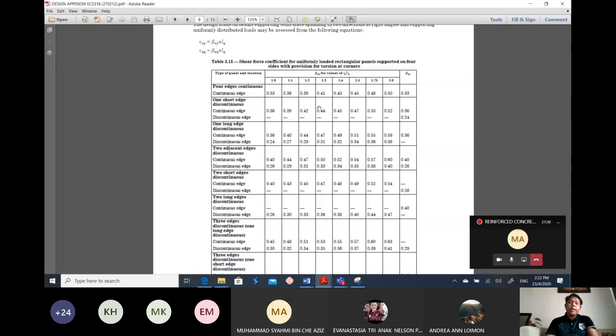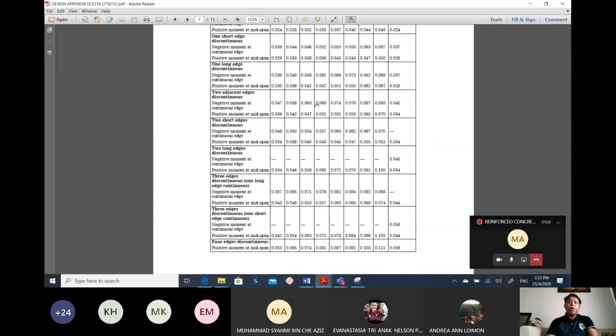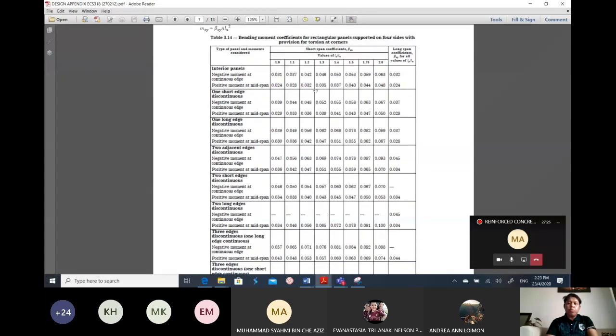The process is also the same for the bending moment. We also have to do the interpolation between 1.1 and 1.2, which is for case number 4. Here, in between 0.056 and 0.063 will occur the value for beta SX2. Between 0.042 and 0.047 will appear the value for beta SX1. And then for the long span, no need to interpolate, we just take this value.